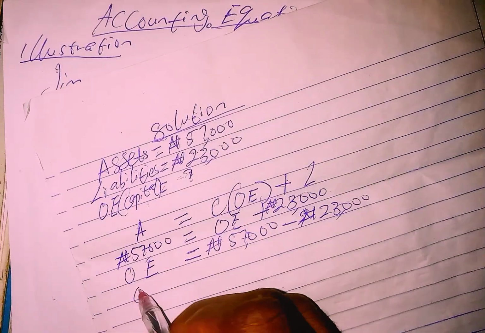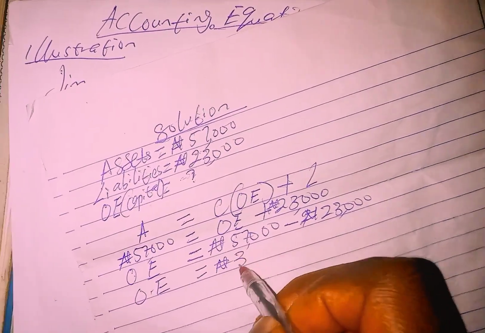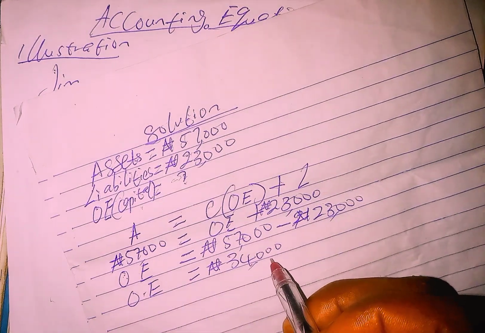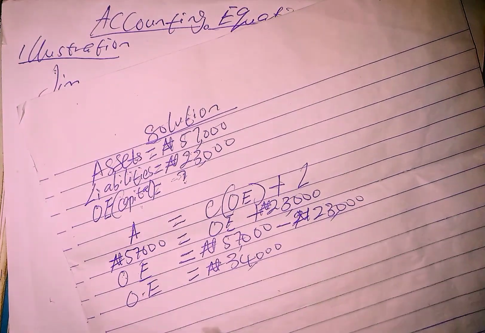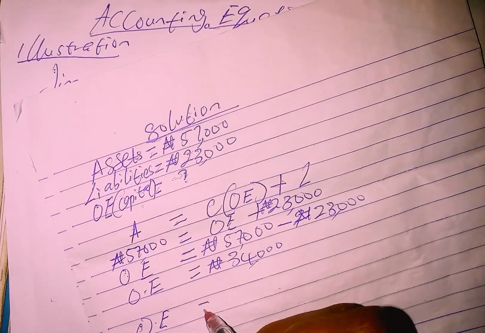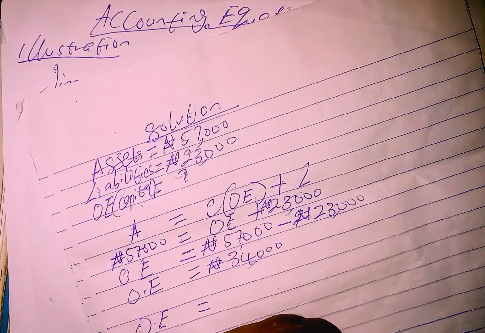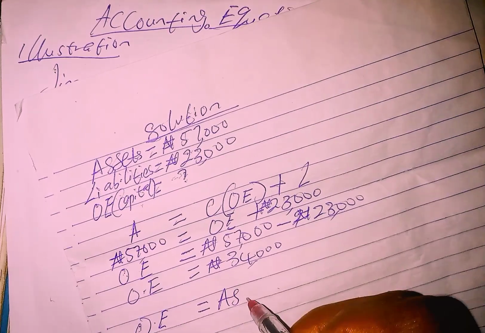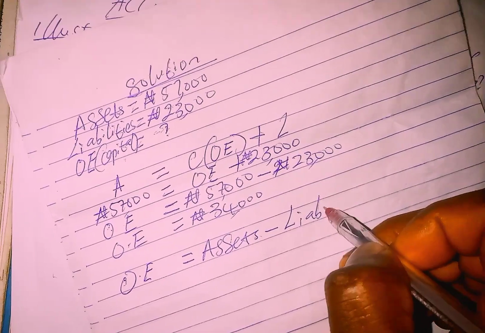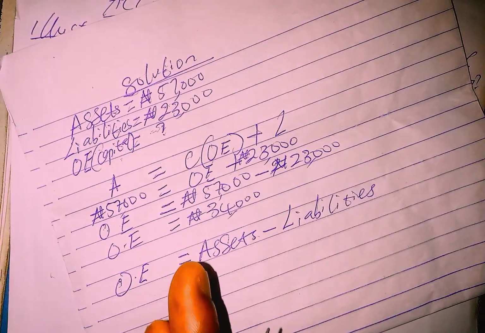Okay. Now when you punch a calculator, this minus this will give you 34,000 naira. So we've gotten our owner's equity as 34,000 naira. Notice that we have created an equation for owner's equity or perhaps capital. Okay, so the equation we created for owner's equity here is simply: owner's equity is equal to assets minus liabilities. So you can always recall this equation if you're asked to find equity or owner's equity.